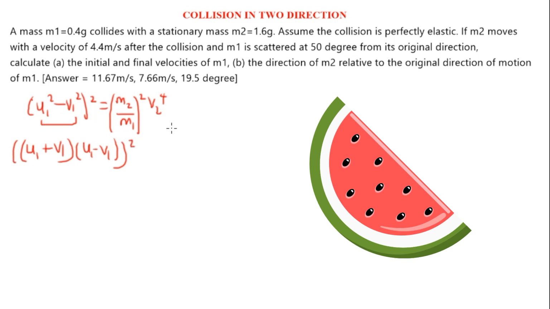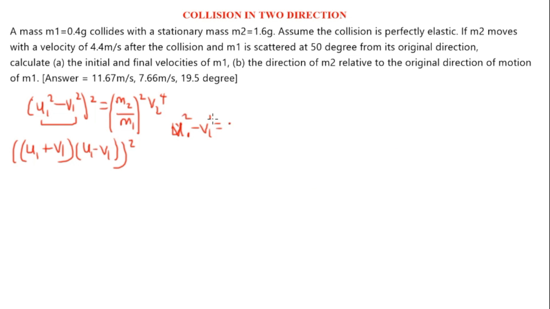Yeah, the reason is because u1 squared minus v1 squared is a difference of two squares, the difference between two things that are squared, and will be (u1 minus v1) then (u1 plus v1). So that's equal to (m2 upon m1) squared, then v2 raised to power 4.